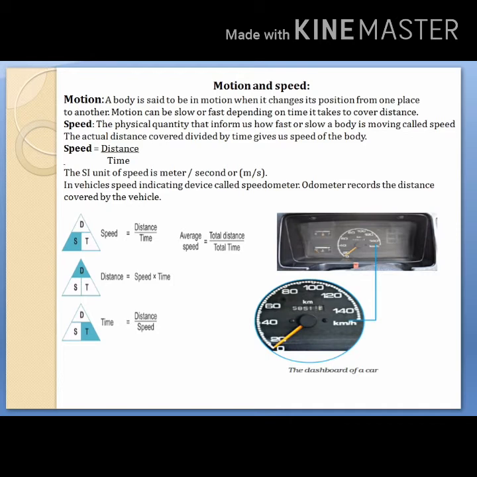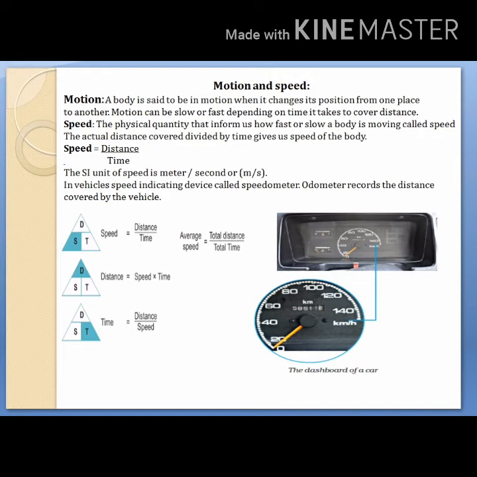Students, as we know the formula of speed, meaning total distance covered divided by total time taken, we can change the formula according to what we need to know. If we need to know the time, then time is equal to distance divided by speed, and if we want to know how much distance it covered, then distance is equal to speed multiplied by time.